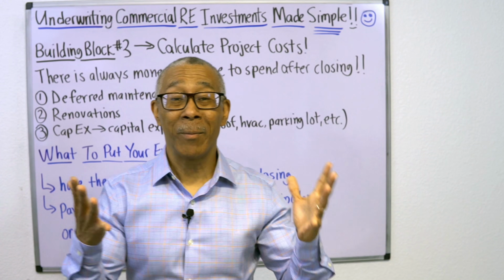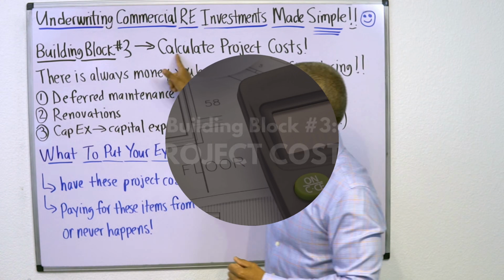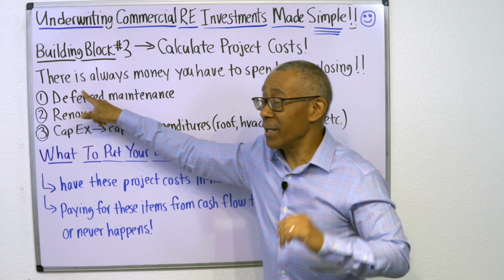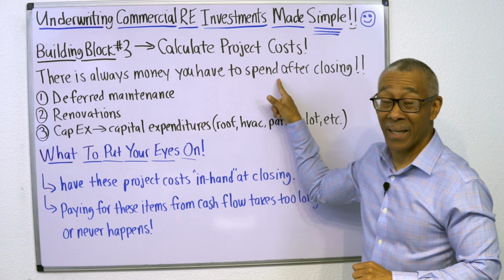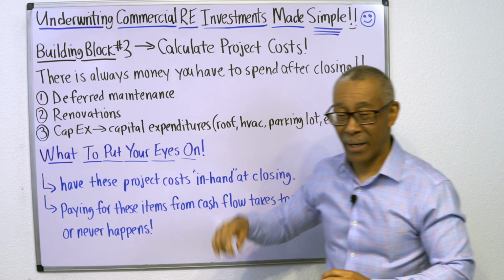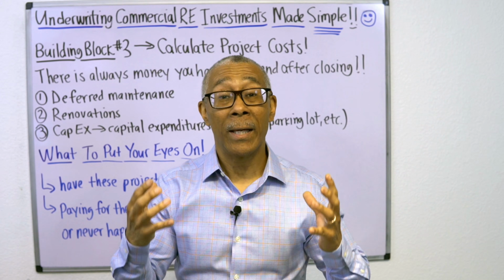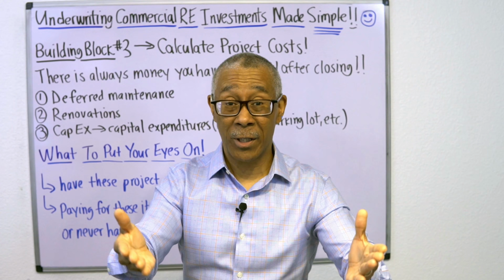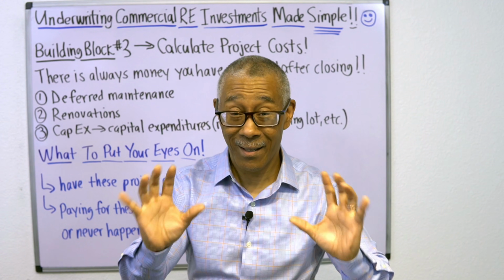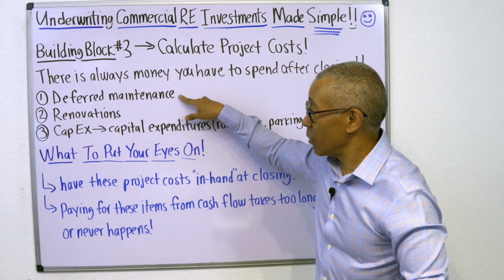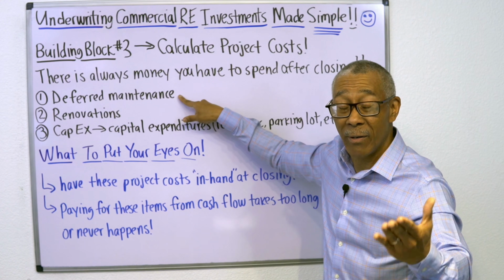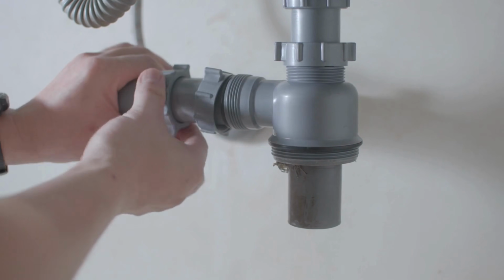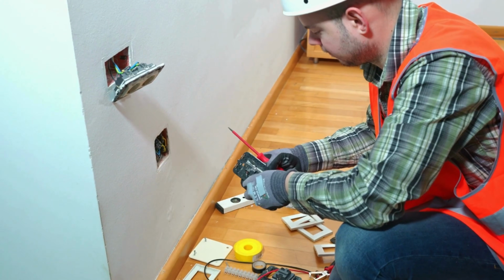Here we are with building block number 3, and that is calculate project costs. What is that? There is always money you have to spend after closing. The reason why I have that there as building block number 3, which is so critical, is most investors think after they close their deal, they put down a down payment and they're going to begin the cash flow. That never happens. It never happens because when you buy the property, there is always money you have to spend on deferred maintenance, right? Something needs to get fixed that the previous owner didn't spend money on, so you have to fix it up. You need money for that.